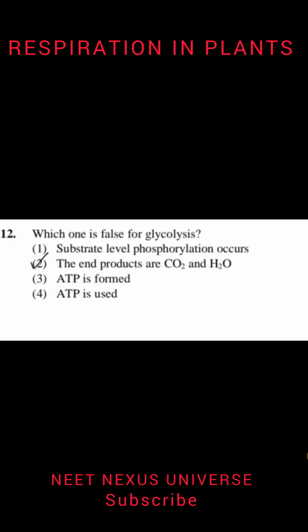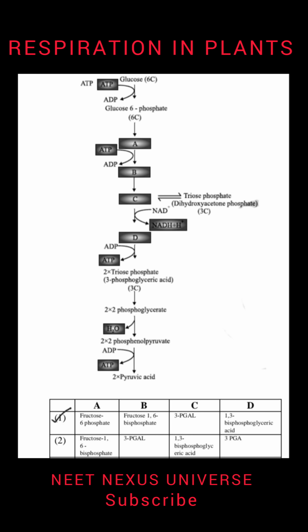The end products are CO2 and water. Actually, the end products are pyruvic acid and water. In the A, B, C, D, which one fits here? So here A is fructose 6-phosphate, and B is fructose 1,6-bisphosphate, and C, the dihydroxyacetone phosphate, is converted into phosphoglyceraldehyde, that is 3-PGAL, and D is 1,3-bisphosphoglyceric acid.